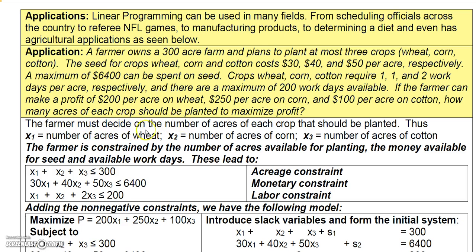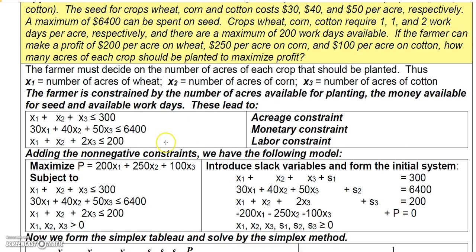So the farmer must decide on the number of acres of each crop that should be planted. So we'll just let our variables x1 be the number of acres of wheat planted, x2 the number of acres of corn planted, and x3 be the number of acres of cotton planted. Now the farmer is constrained by the number of acres available for planting, the money available for seed, and the available work days. So these lead to the number of acres available.